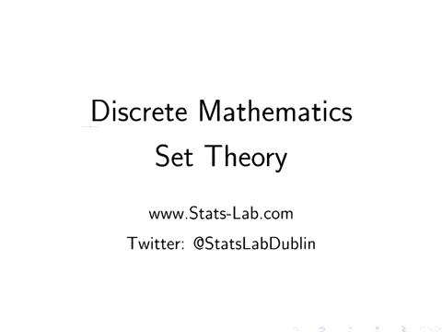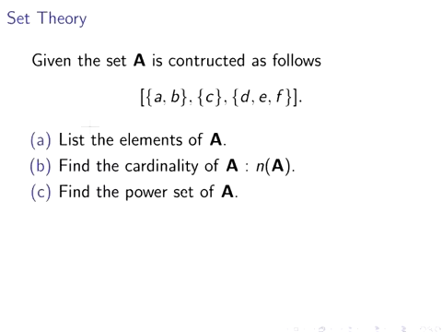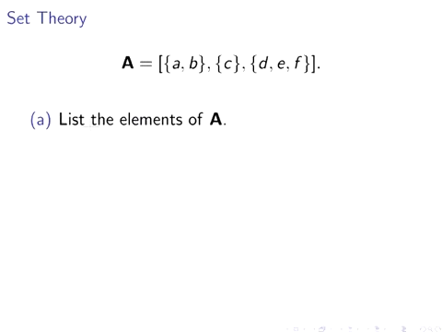So, in this example we are going to look at set theory. What we have here is the set A, which is constructed as follows. What we have to do is answer these questions here: list the elements of A, the cardinality of A, and the power set of A. Let's answer each step by step.